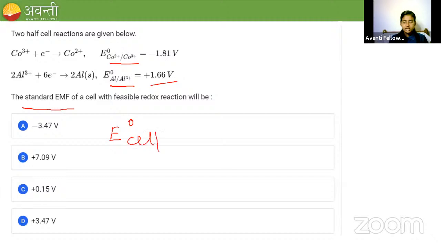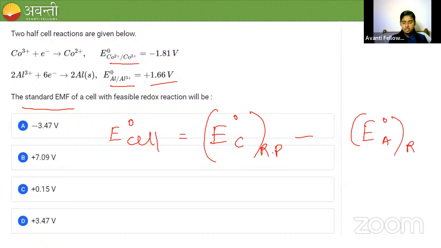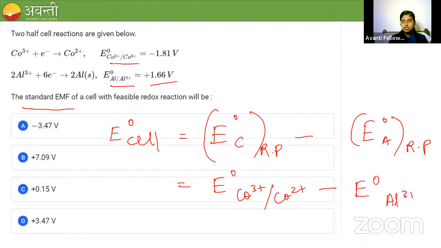Now to find out the E naught cell, what we have to do? E naught of cathode in terms of reduction potential minus E naught of anode in terms of reduction potential. So reduction potential means more positive number to less positive number. One of you have got the answer? Option A, Ramya? No, option A is not the correct answer. Let's check. Minus E naught of aluminium 3 plus to aluminium. This is called reduction.